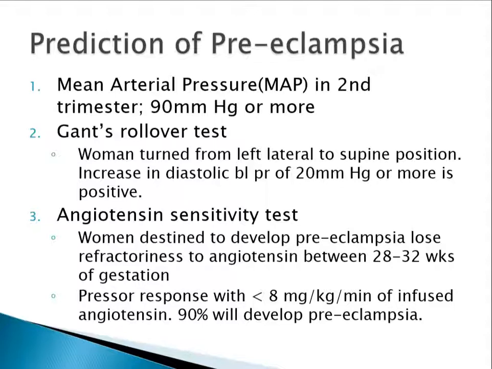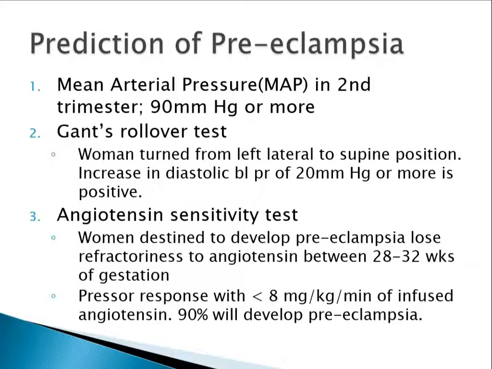Now, in a woman who is going to develop preeclampsia, when the woman is turned from the left lateral to the supine position, instead of the BP falling, it is increasing. If the increase in diastolic pressure is 20 millimeters or more, then it is a good prediction that she may develop preeclampsia in future. This is a clinical test, done very easily, a very simple test. But again, as I told you, it is not 100% reliable. This may be present only in a few patients.